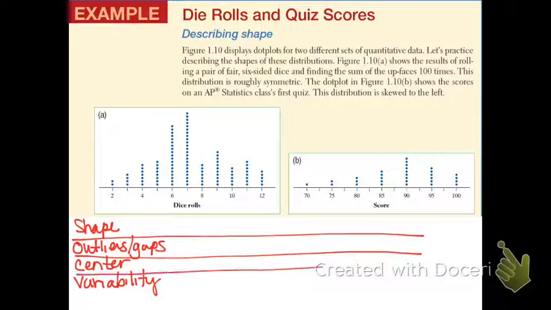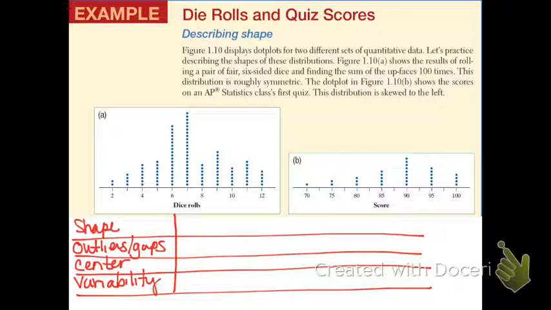So for graph A, with the sum of rolling two dice, when you describe the shape, you're going to describe whether it is symmetric or skewed. And I would say graph A is mostly symmetric or fairly symmetric. And if I were to make a smooth curve here, the tail sort of goes to the left, so it is slightly skewed left.